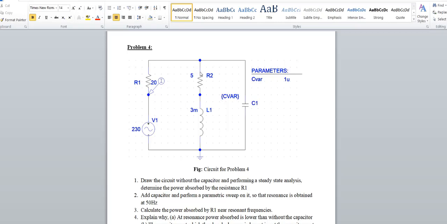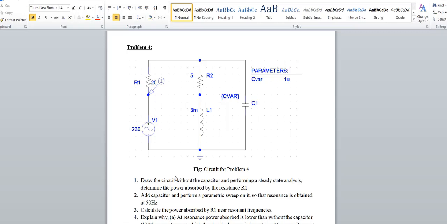And for power factor correction we use a capacitor in parallel to the load. So this is our capacitor C1 used for power factor correction. And this resistance R1 is line resistance and this is our voltage source V1. So this is the circuit that is used in our day-to-day life.